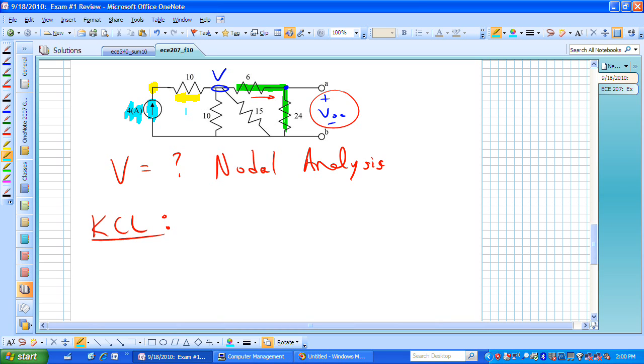If we now look at this current coming in, that's 4 amps, that's going to equal that current going down, this current going at an angle, and this current going to the right. Let's write KCL in terms of those four currents. We have the current coming in, that's 4, equaling the current going out, which is V over 10, plus V over 15, plus, and now I can't forget that it's not just V over 6. That V is dropped across the 6 and the 24, and I need to add those resistors in series to obtain the total resistance from that node V to ground, our reference node, which is right here. That's now my equation. I have one equation in the one unknown V.